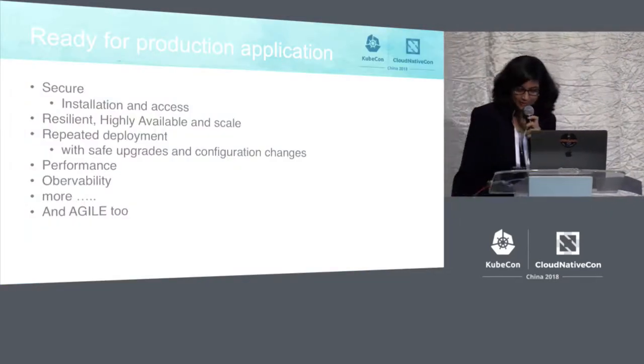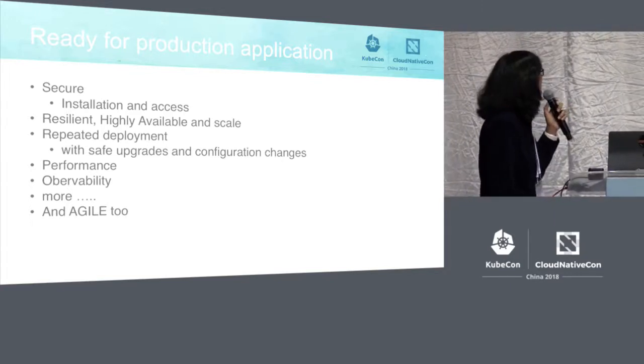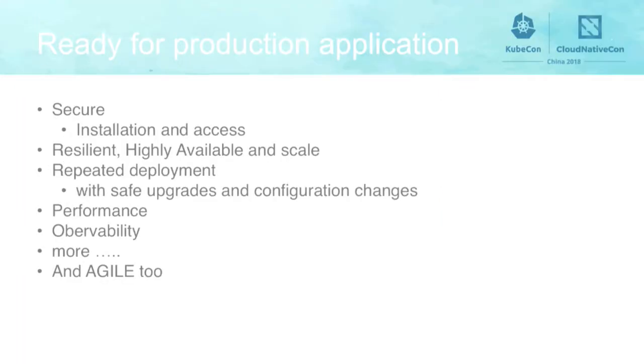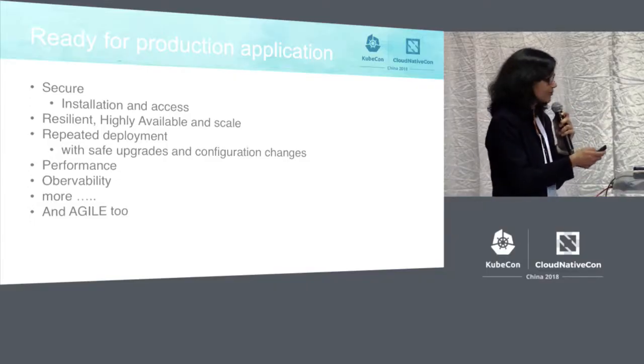So when you think about production, what things come to your mind? Security, resiliency, high availability, 24/7, repeated deployments, updates that need to be done without any downtime. Those are the things, and last but not the least, agility. It's not like your application runs for 6 months or a year before you get updates. Weekly updates are needed too. So that's what comes to mind when you think about a production application.